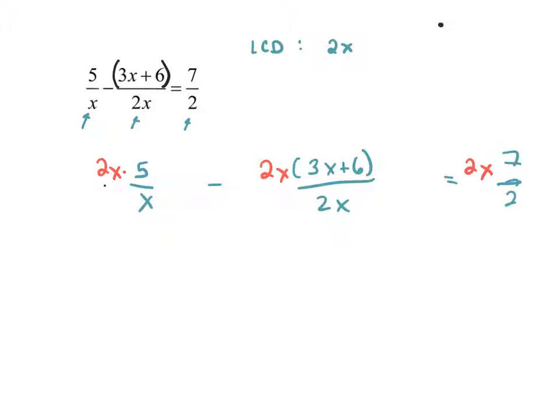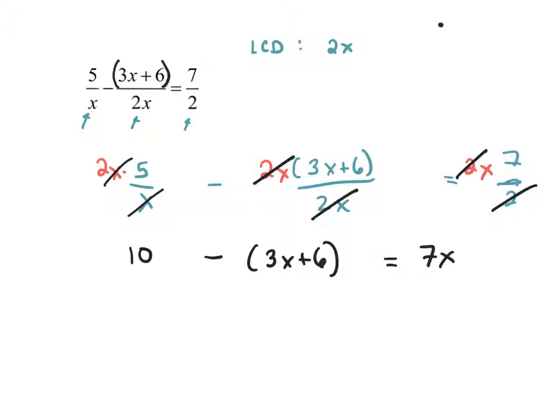So we have the x cancels here, so we have 2 times 5, which is 10. The 2x cancels here, and this is why it's really important to put those parentheses, because we have the negative sign, and then we have the 3x plus 6. So our next step will obviously be to distribute that negative sign. If you don't have those parentheses, that's something really easy to miss. Here the 2's cancel out, and I'm left with 7x.